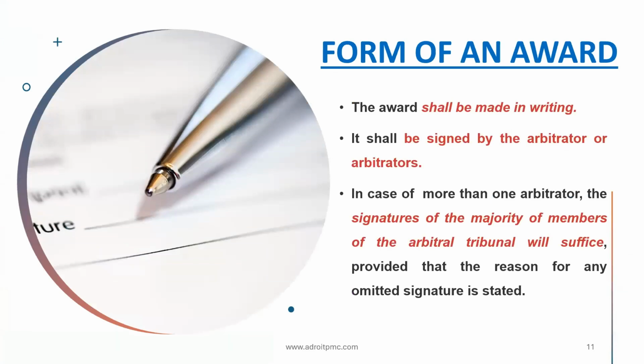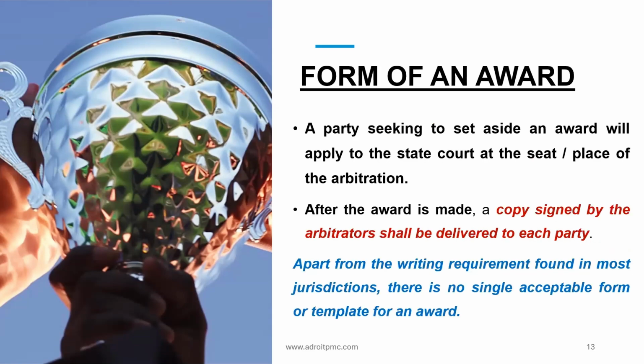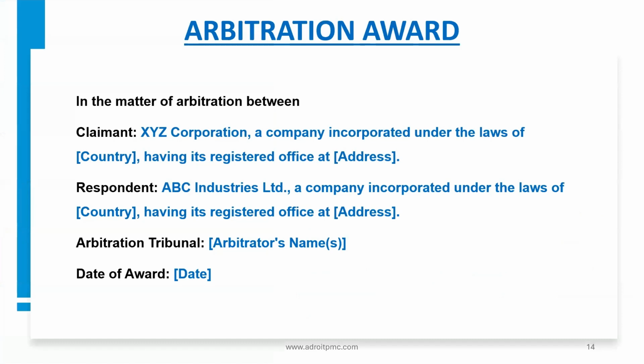So let me point out what are the essential things to be there in the award. Of course, the arbitration award should be in writing. It has to be signed by the parties. It has to be signed by the arbitrator, and it should include the reason of the award, why the arbitrator has given this award, maybe in favor of the opponent or the claimant. So that reason has to be there, unless it is a consent award. And the place and date of the arbitration has to be there, and the signed copy of the arbitration award has to be duly delivered to the parties.